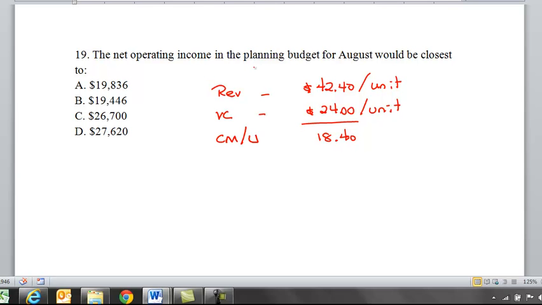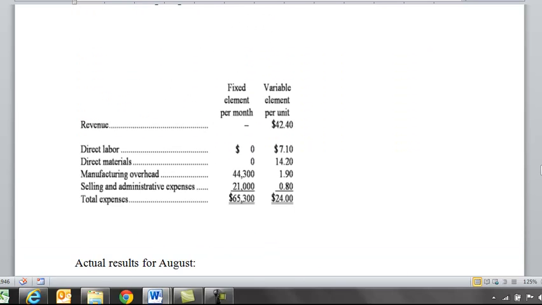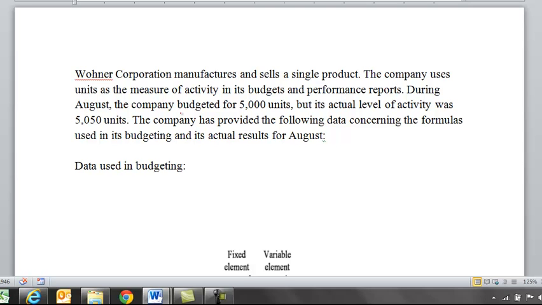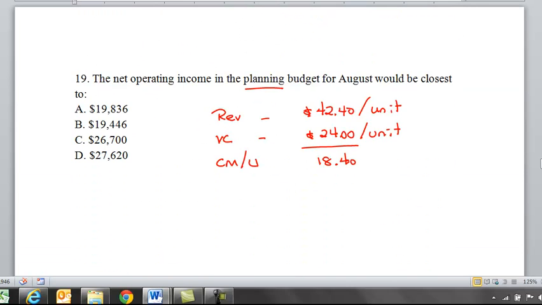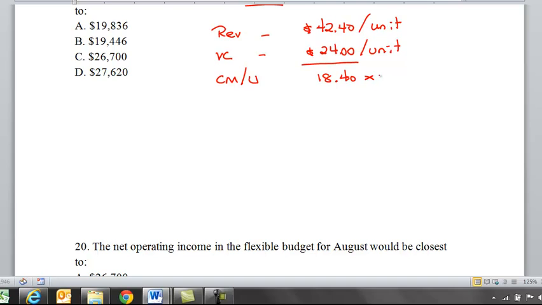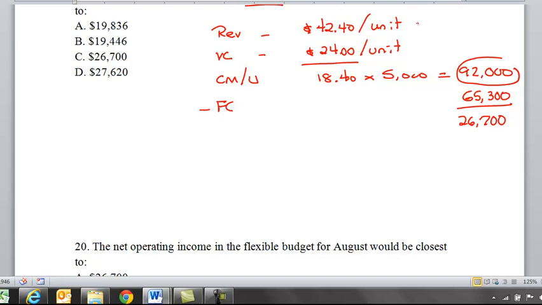So now it's asking for planning, and remember planning, we were told that the company budgeted or planned for 5,000 units. So budgeted also means planned. So we take the $18.40, multiply that by 5,000. That gives us $92,000 in contribution margin, and then we subtract our fixed cost, which is budgeted at $65,300, which is $26,700.